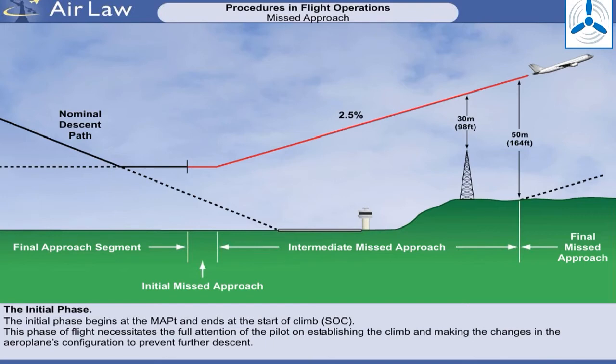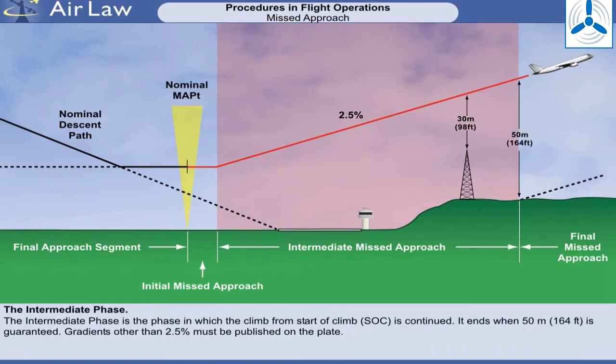Guidance equipment cannot normally be fully utilised during these manoeuvres, and therefore no turns are specified during this phase. The intermediate phase begins at start of climb, and is the phase in which the climb is continued, normally straight ahead. It extends to the first point where 50 metres obstacle clearance is obtained and can be maintained. The climb gradient will be 2.5%, unless it says otherwise on the approach plate.